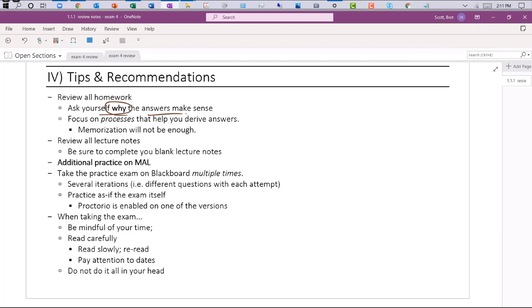And the authors are kind of giving you the end result. In class, I try to provide a couple different perspectives while showing you how it gets there. So making sure that you understand why we're doing things, that's pretty crucial. So focus on the processes to help you derive answers.